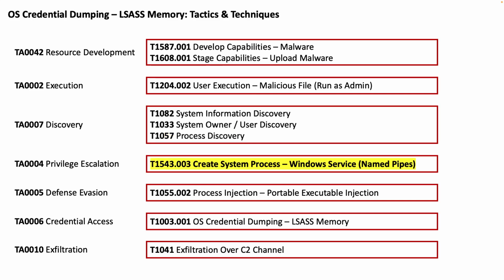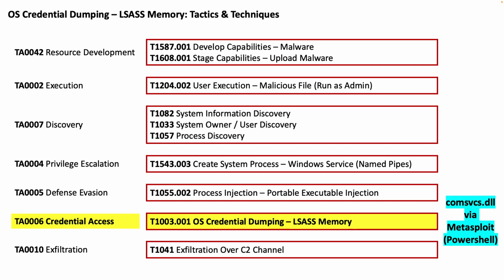We are getting system privileges by using named pipe impersonation techniques, okay? And the most important technique within this plan is the LSASS memory technique, okay? And we will implement it by using a Microsoft built-in DLL, the component services DLL, and we will use the PowerShell module from Metasploit.